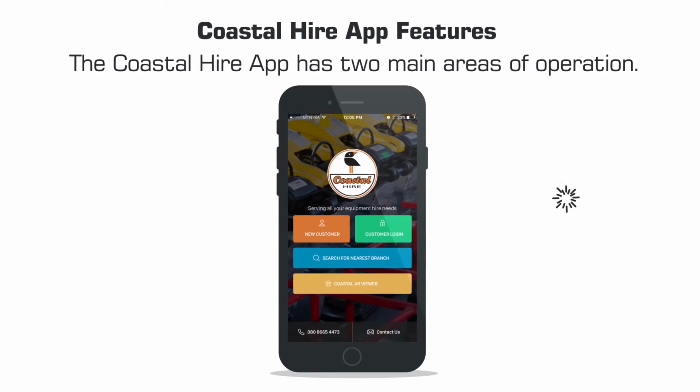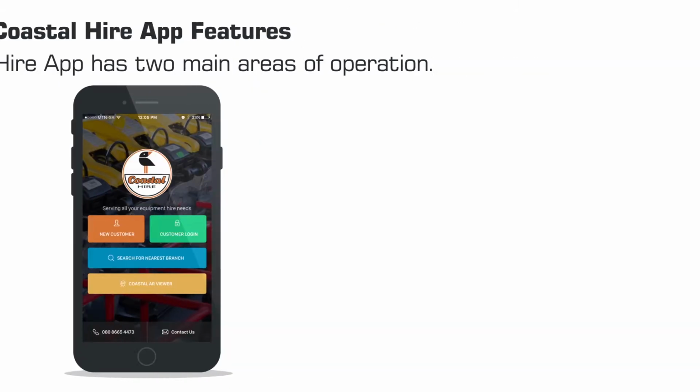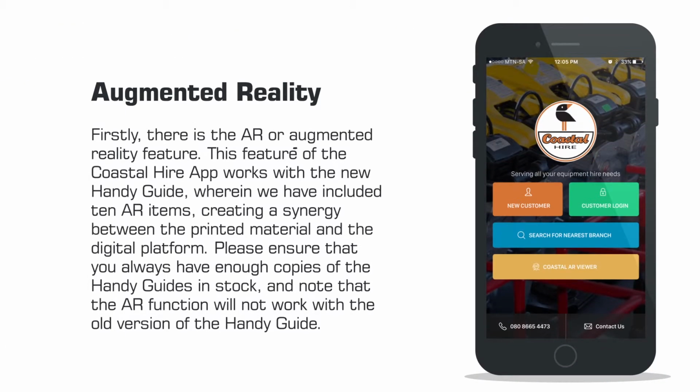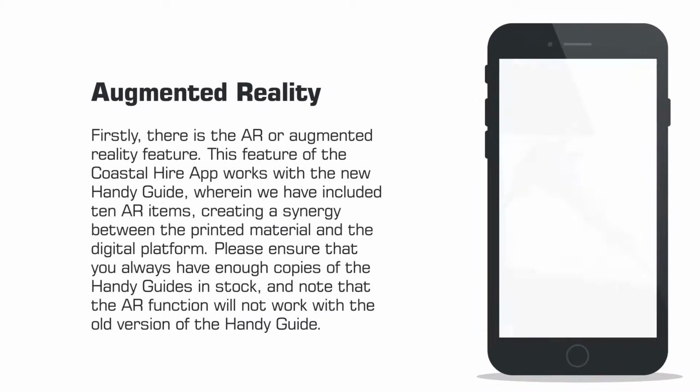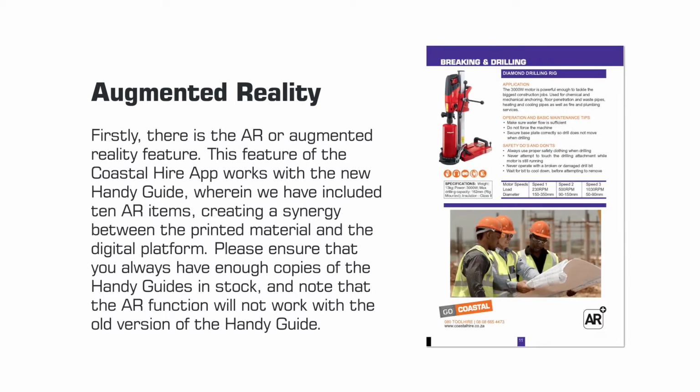The Coastal Hire app has two main areas of operation. Firstly is the AR or augmented reality feature. This feature of the Coastal Hire app works with the new Handy Guide, wherein we have included 10 AR items, creating a synergy between the printed material and the digital platform.